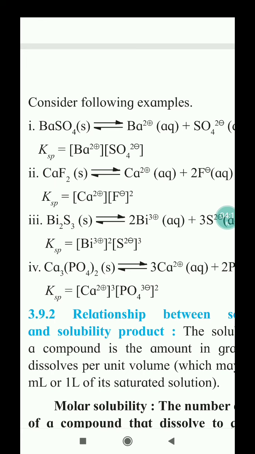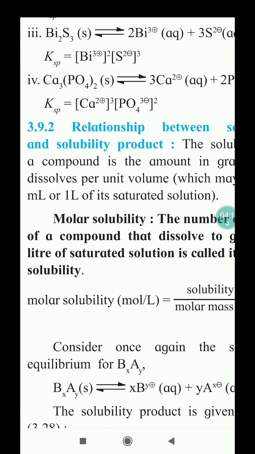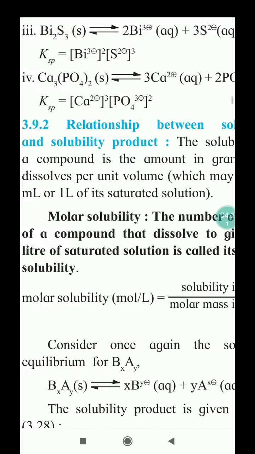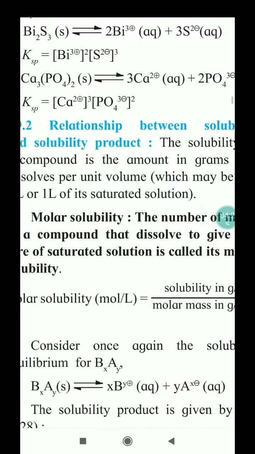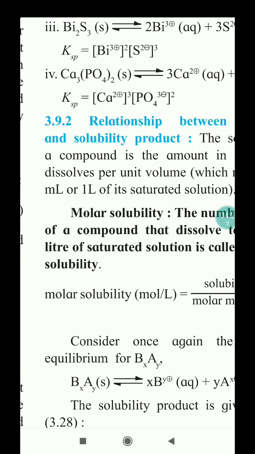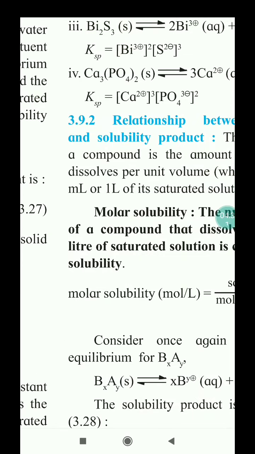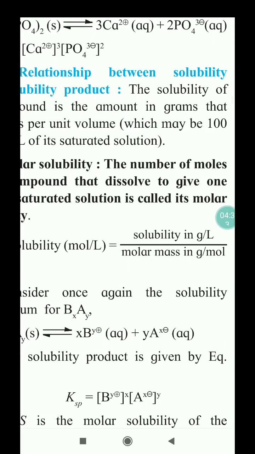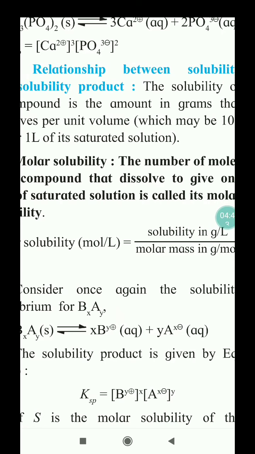Relation between the solubility and solubility product. So here we consider molar solubility, that is the number of moles of compound that dissolve to give 1 liter of saturated solution is called molar solubility. Molar solubility is expressed in moles per liter, that is solubility in grams per liter divided by molar mass in grams per mole, giving moles per liter.